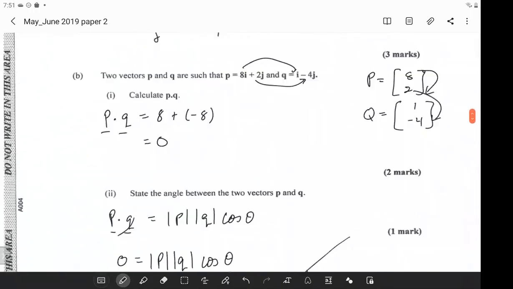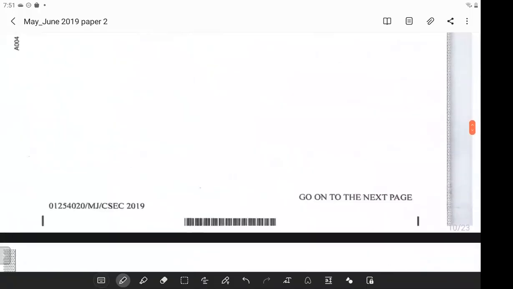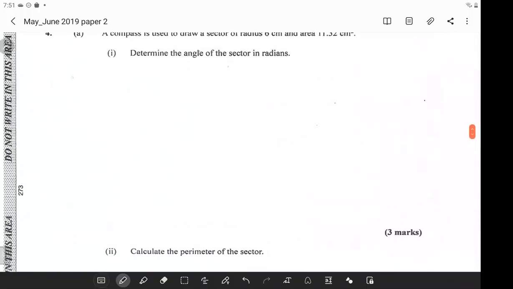So the area of a sector, now the arc length is straightforward. The arc length S is equal to r theta, right? Where the angle there is in radians. The area of a sector is now, recall that the area of a circle is pi r squared.